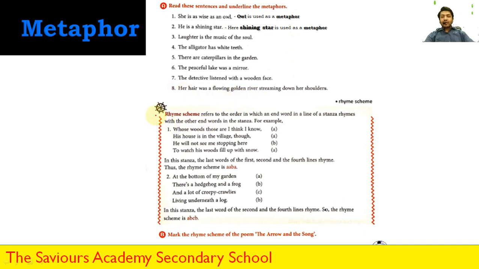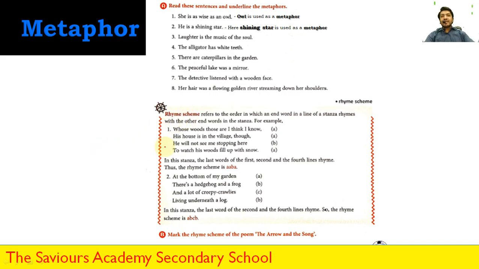Now, moving towards the next part of the extras, we have rhyme scheme. हर एक poem, every poem has a rhyme scheme. Okay, so if we see over here, rhyme scheme refers to the order in which an end word in a line of a stanza rhymes. जो आखिरी में एक शब्द आता है.